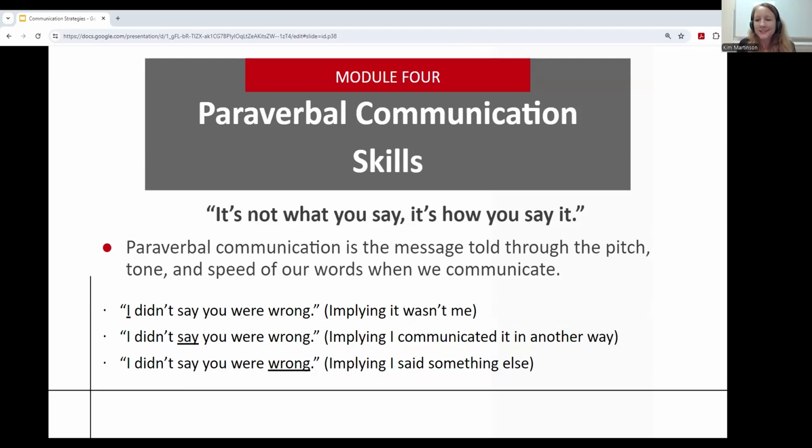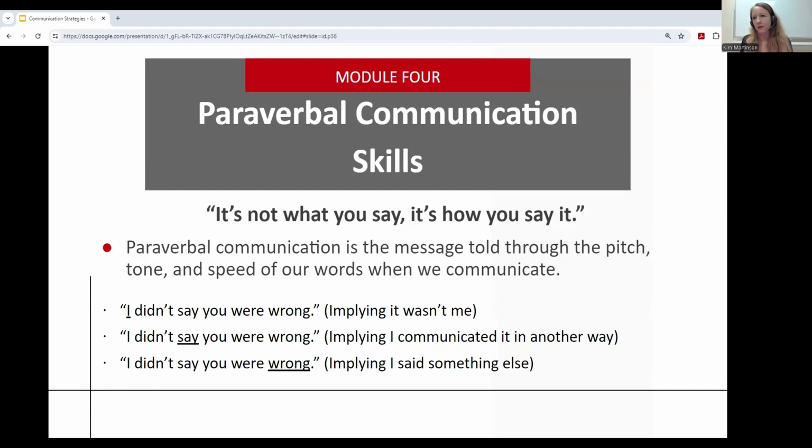Okay, paraverbal communication skills. Have you ever heard the saying, it's not what you say, it's how you say it? This is very, very true. So I'm going to say these 3 sentences, and then I'm going to place emphasis on the underlined word, and you guys can kind of hear it. It says, I didn't say you were wrong. 1. I didn't say you were wrong. And then I didn't say you were wrong. So it's just how you emphasize different words.